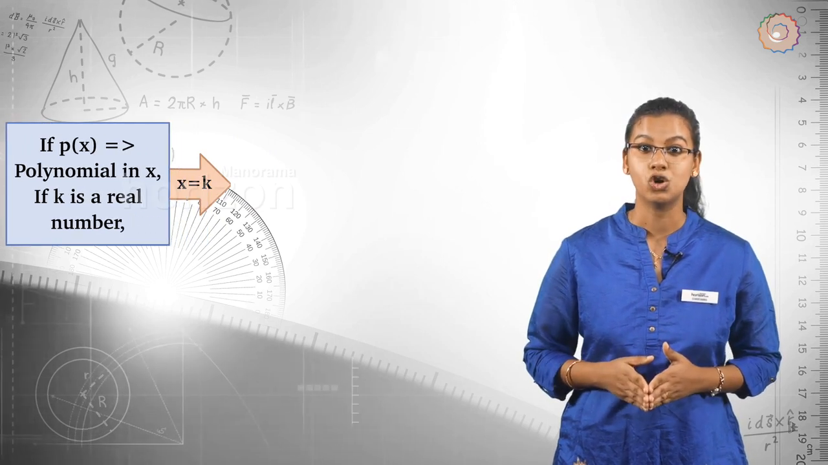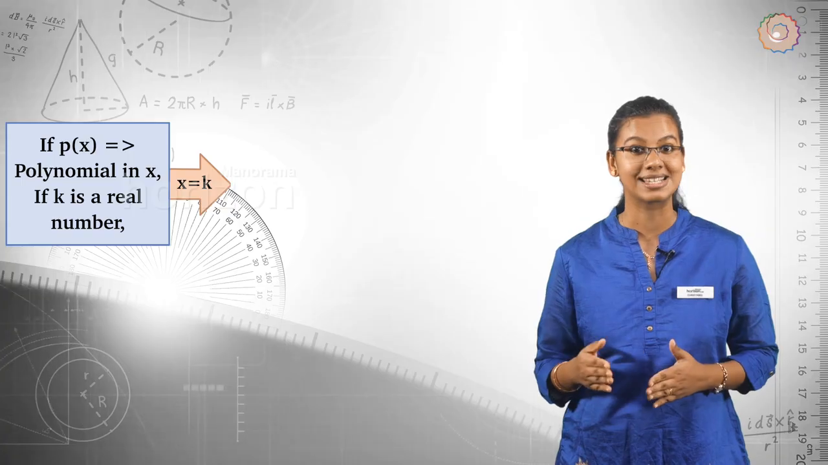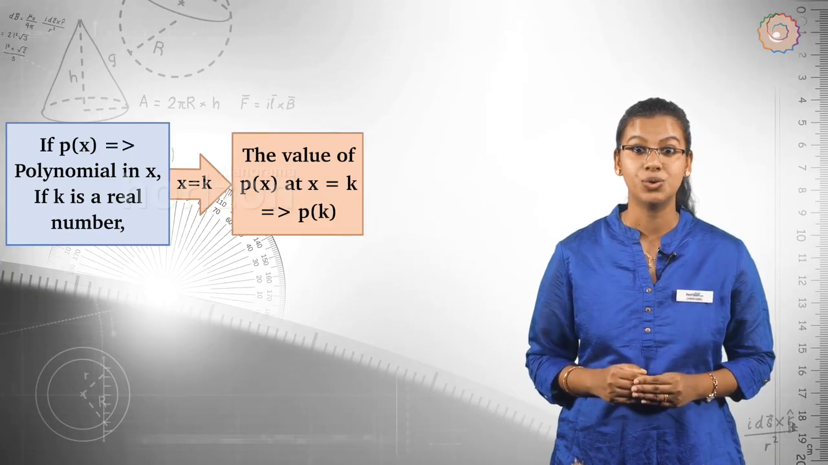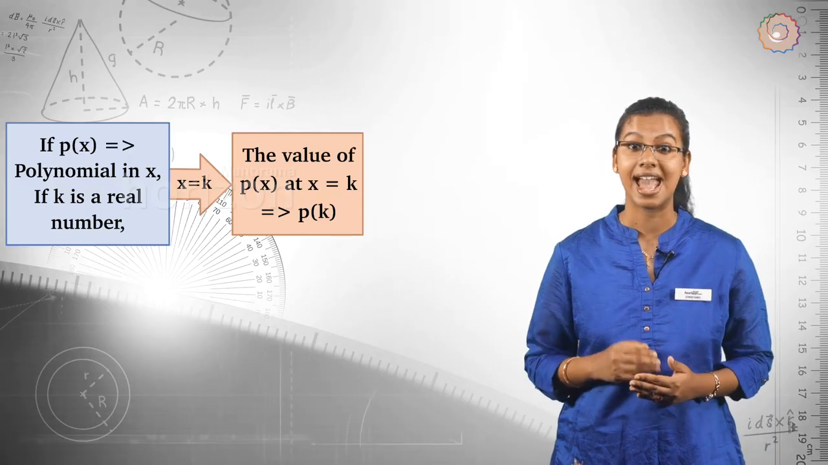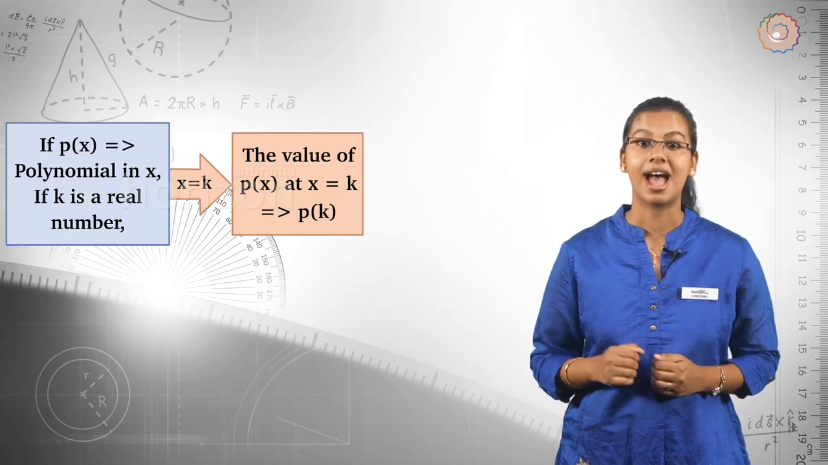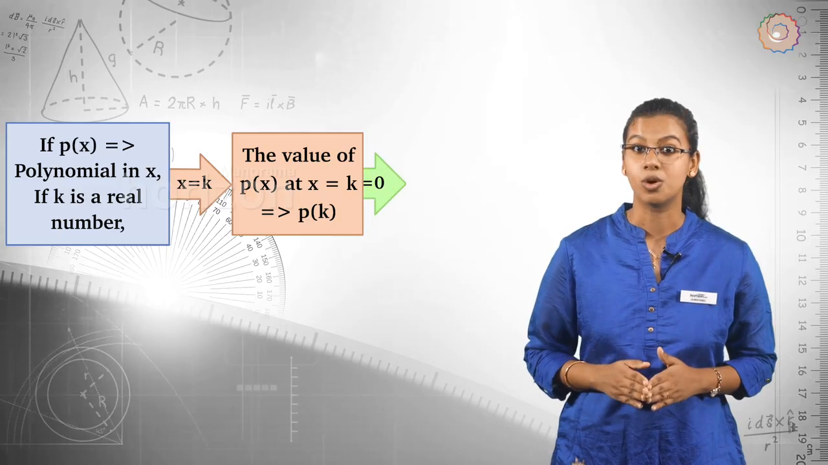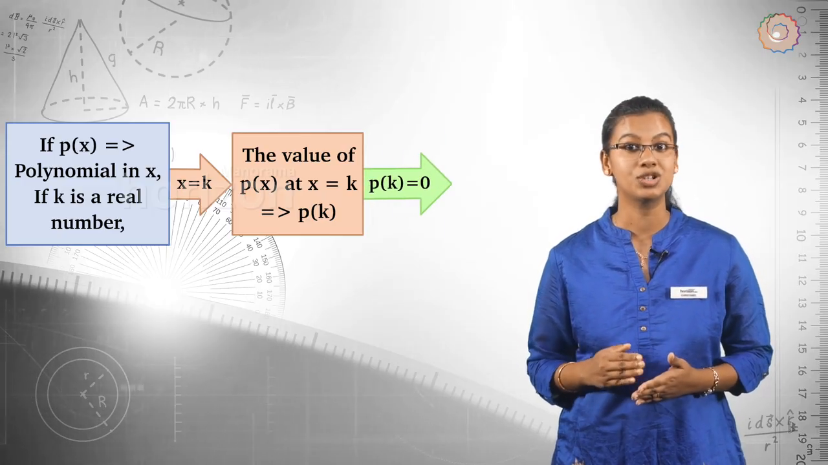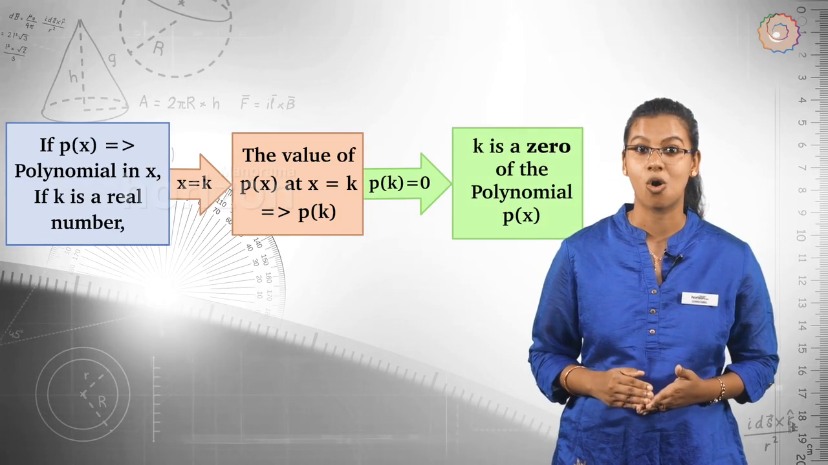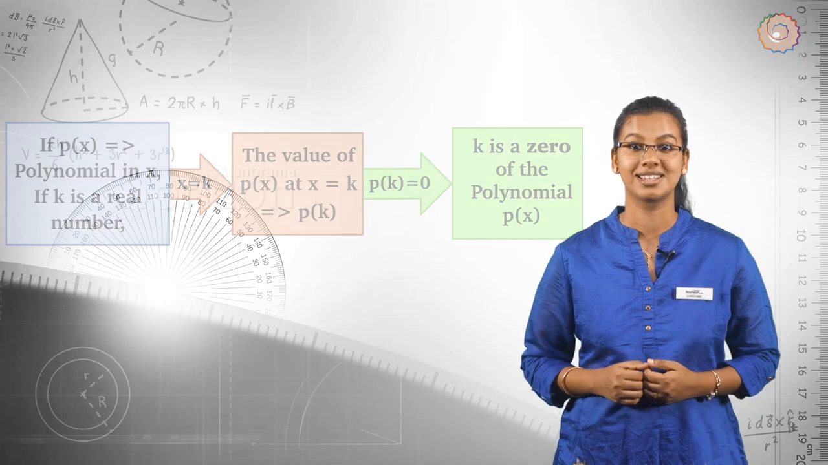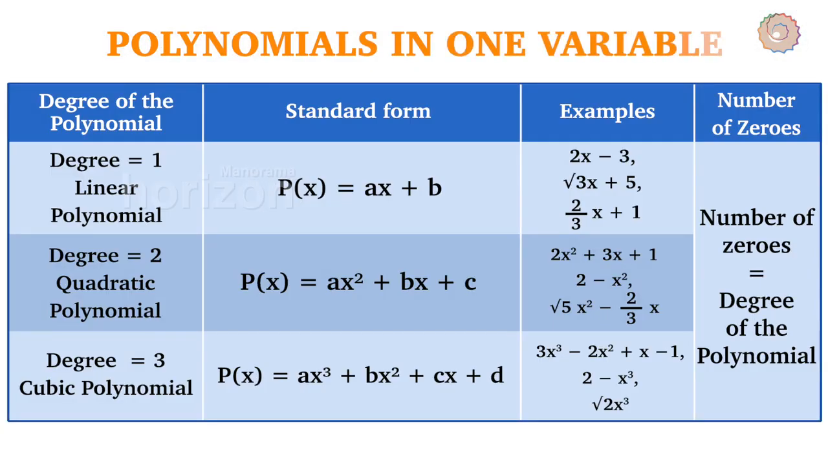If p(x) is a polynomial in x and if k is any real number, then the value obtained by replacing x by k in p(x) is called the value of p(x) at x = k and is denoted by p(k). Also, if p(k) = 0, then k is called a zero of the polynomial p(x). The number of zeros in a polynomial in one variable is based on its degree.